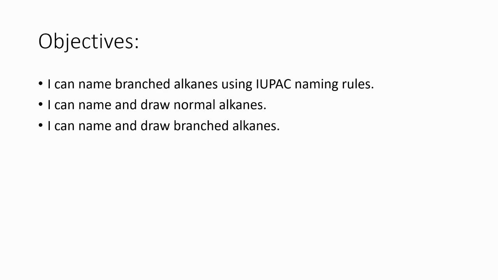So we're going to use what we learned last time to name our parent hydrocarbon, and then figure out what the branches are called, and then we have some particular rules we have to follow to name them. And then we should be able to name it, but we should also be able to draw it. If they give us a name, then we should be able to draw the correct structure.